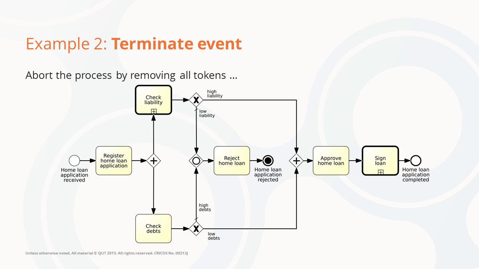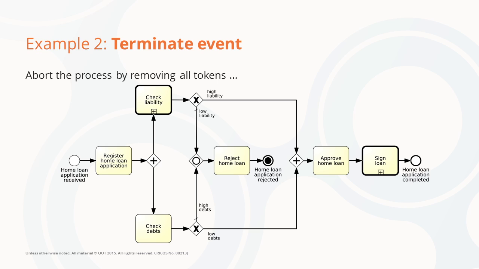So what happens here is that we have an OR join that leads to this activity reject home loan in the middle of the process. If one token goes to the end join before task approve loan, say that we are in the case of high liability, high debts, or vice versa, low liability and low debts, then one token will remain trapped before the end join. The end join cannot fire because it will be waiting for the second token that will never arrive.